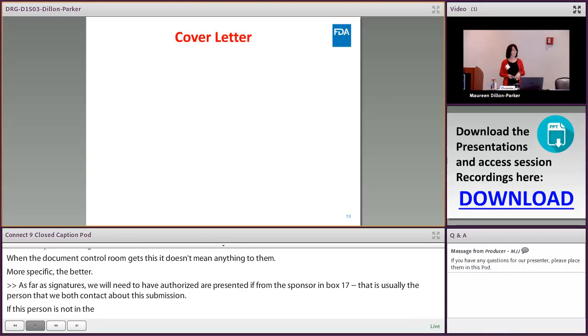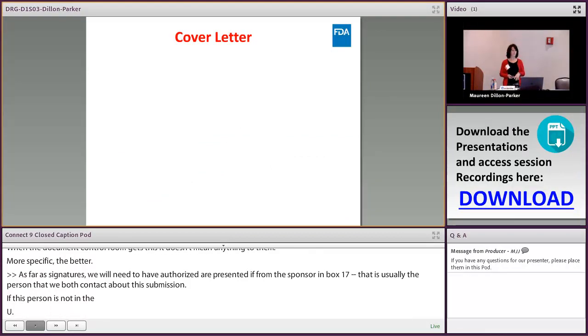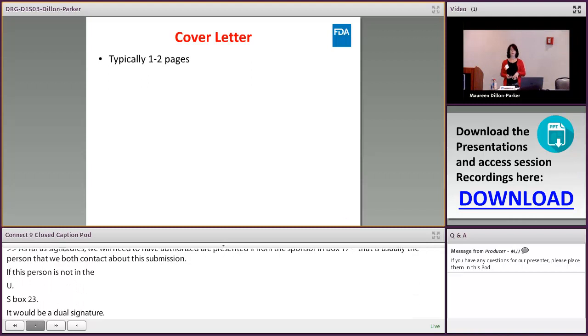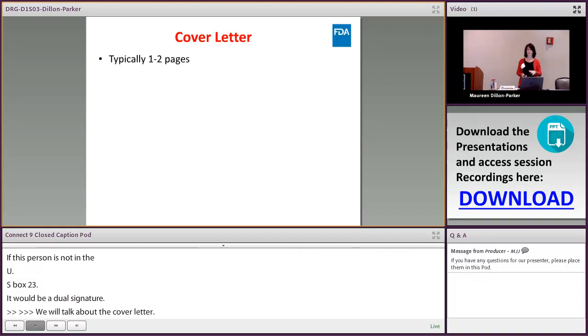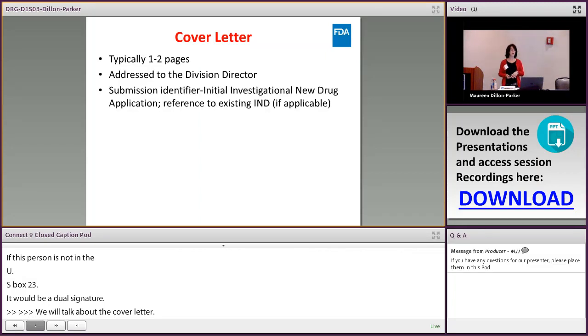So we'll talk a little bit about the cover letter. Like I said, by regulation, the cover letter is actually not required, but it's highly recommended, especially as it is the backbone for the CTD. It's usually a couple pages long, addressed to your division director.